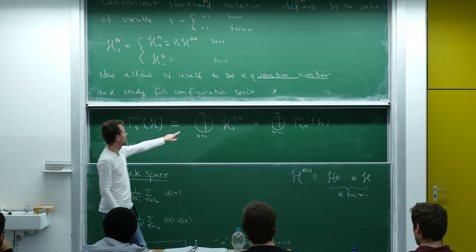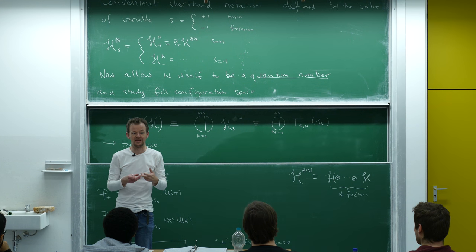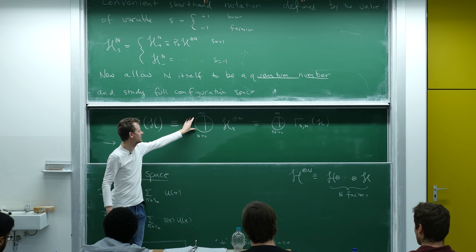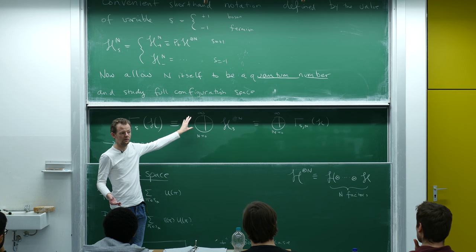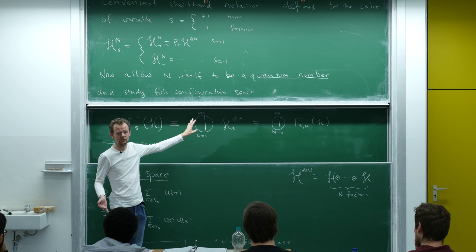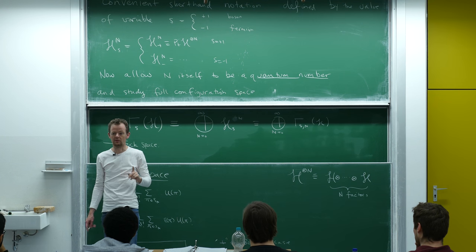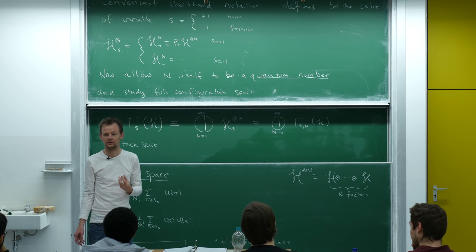Why the direct sum? Well, the direct sum expresses the OR quantifier, and the tensor product expresses the AND quantifier. So by taking the direct sum, we're saying our system is allowed to consist of N particles or N plus one particles or N plus two particles and so on. So direct sum means OR, and whenever you want to express the AND possibility, you use the tensor product.